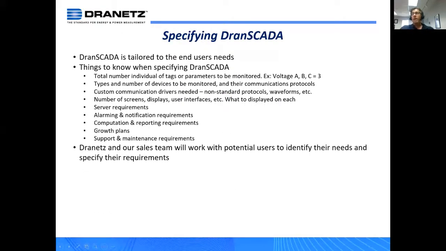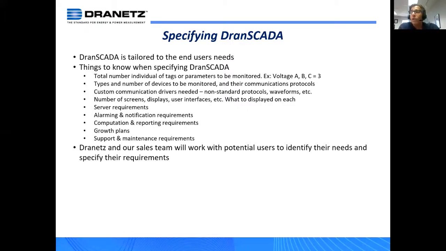So just to wrap things up, and then we'll turn it over to Thurman. These are things that we need to know to specify DranSCADA. And as I said before, we'll be offering some generic packages, but 90% of the people will require customization for what they need, certainly in the screens and the number of monitoring points, and how they want to visualize things in the various sensors. So these are things to know when specifying a DranSCADA system. And these are things that we'd like you as our users to understand, but as we discuss it with you.